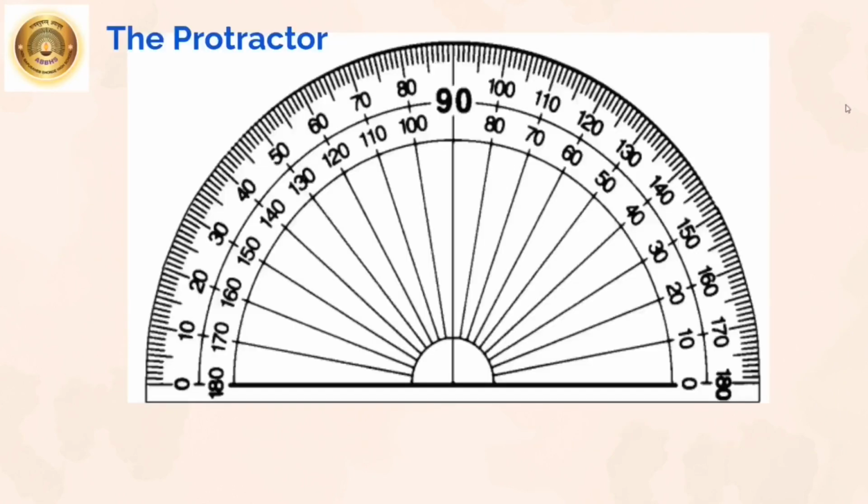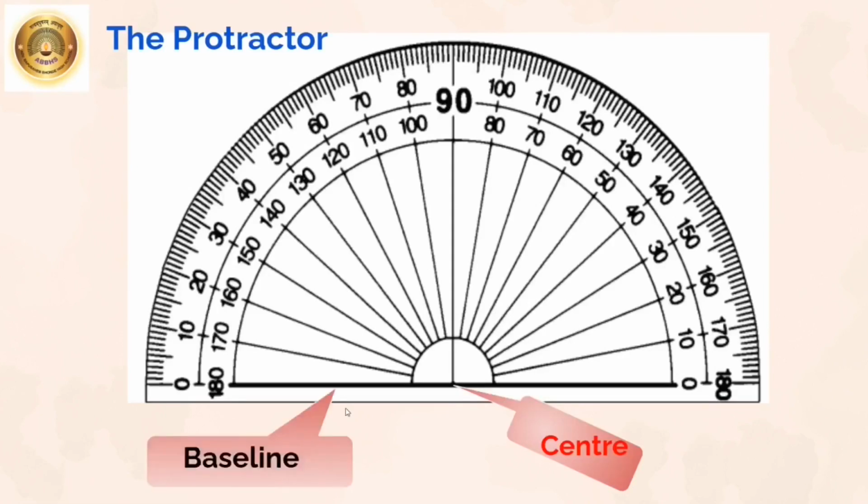Now let's move on to study an instrument that you see in your instrument box. It is called the protractor, which you lovingly call D because it resembles the English alphabet D. Now a protractor is semicircular in shape. It is used to measure an angle and also to draw an angle according to the given measures. Now this point here is the center of the protractor, and this line is called the baseline or the reference line of the protractor.